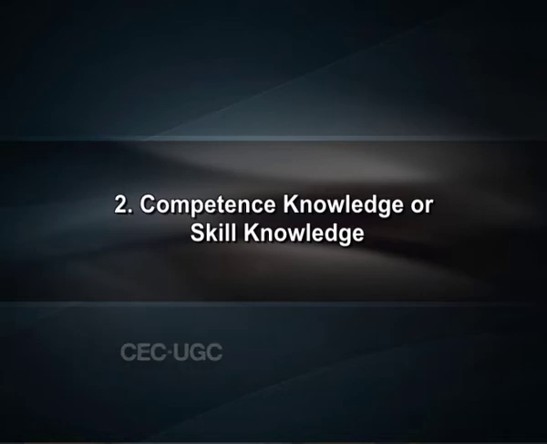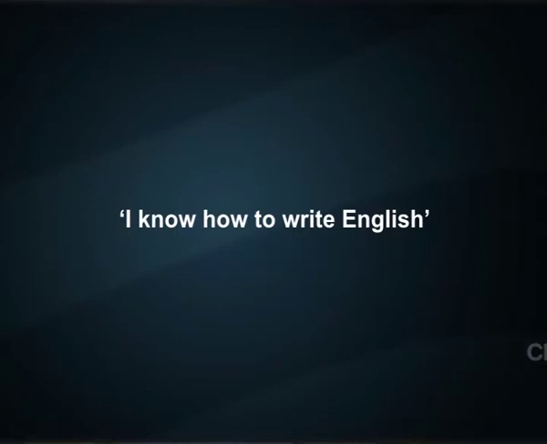2. Competence knowledge or skill knowledge. I know how to write English is an instance of skill knowledge. This is know-how. You may know how to ride a bicycle or use a computer. Competence knowledge involves the ability to do something or perform a skill either consciously or unconsciously.